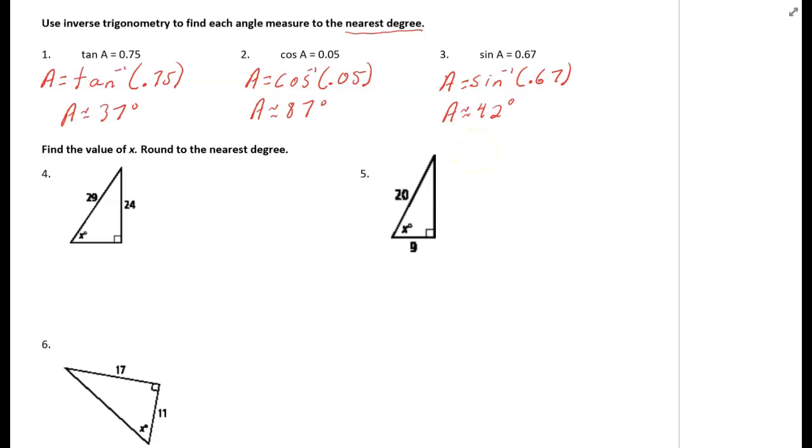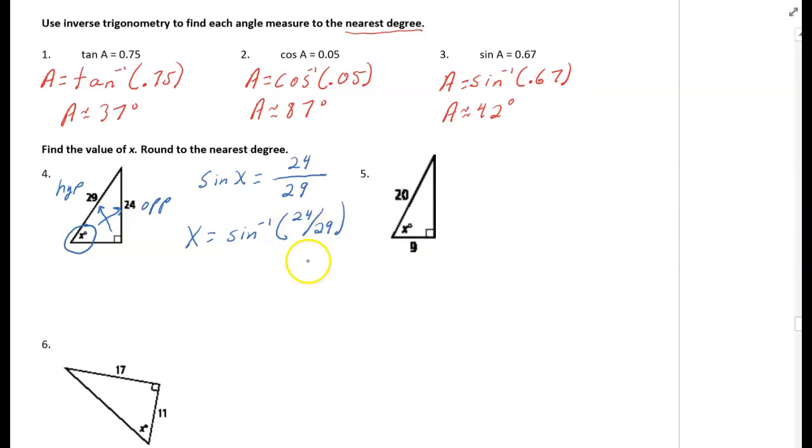In the next couple problems, our goal is to find the measure of angle X. I always like to circle the angle. Then I'm going to label the triangle. So this 24 is the opposite, and the 29 is the hypotenuse, since it's across from the right angle. Which trig function has opposite and hypotenuse? That is the sine. So I'm going to say the sine of x is the opposite, 24, over the hypotenuse, 29. At this point, I'm going to pick up my calculator, but before I do that, I'm going to write x is equal to sine inverse of 24 over 29.